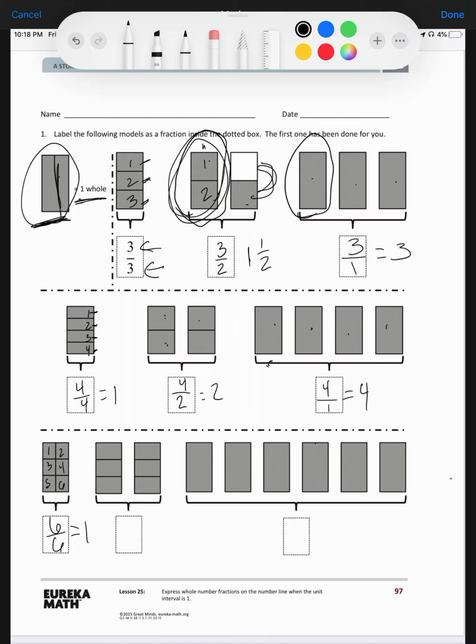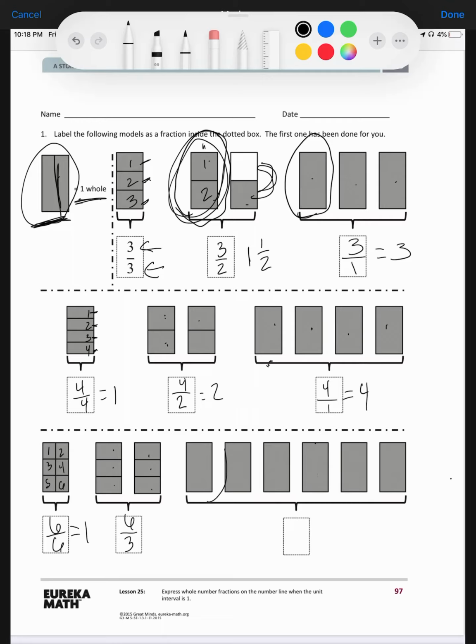Next one. How many pieces is one whole broken into? 3. How many are shaded? 1, 2, 3, 4, 5, 6. 6 out of 3 are shaded. Next one. Oh, sorry, I did that incorrectly. Ignore what I just did.